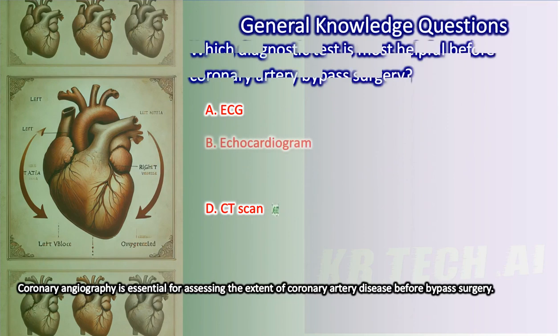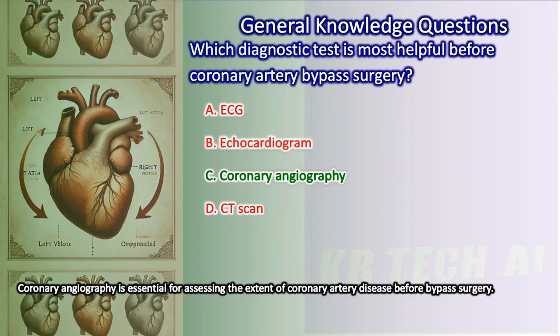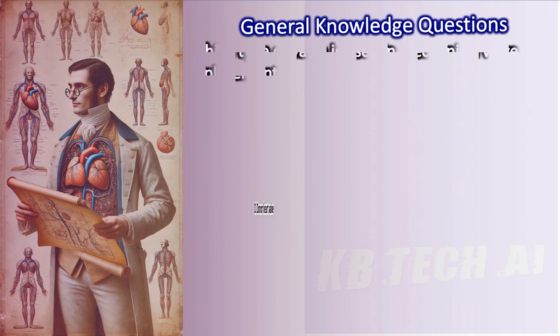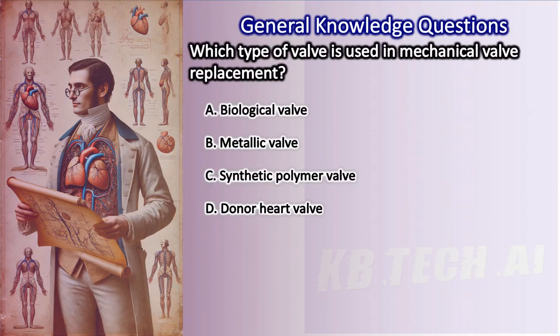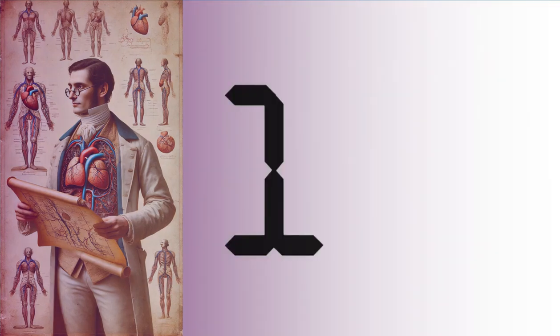The answer is Option 3. Coronary angiography. Which type of valve is used in mechanical valve replacement? Option 1. Biological valve. Option 2. Metallic valve. Option 3. Synthetic polymer valve. Option 4. Donor heart valve.